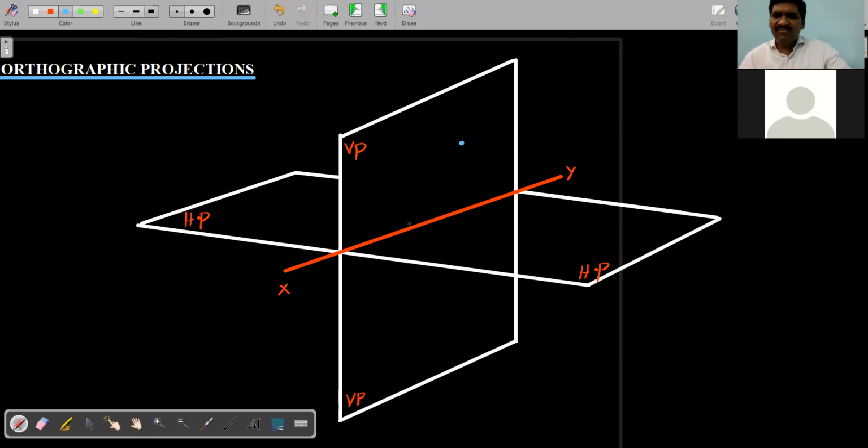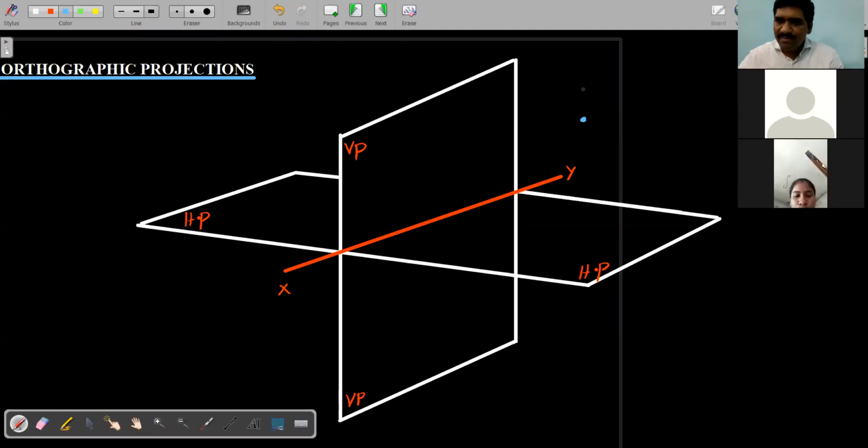Or you can place it somewhere here. Also, you can place it anywhere, nothing to worry. This is the point I'm marking. Let this point be, for example, A in this case. Now I want to draw the projections of this point A.